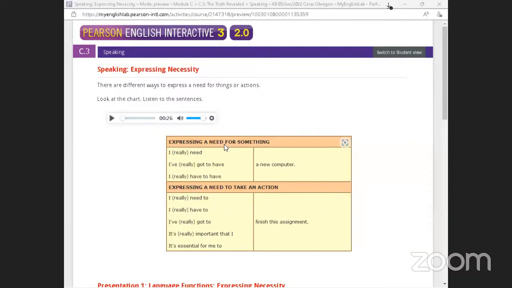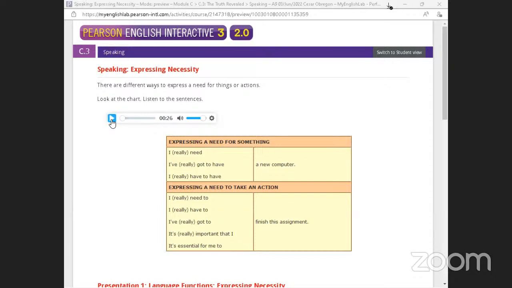So we have the chart and a couple of sentences, separated into sections: expressing a need for something, expressing a need to take an action. Different things, an action or something. So let's let our friend here explain to us.